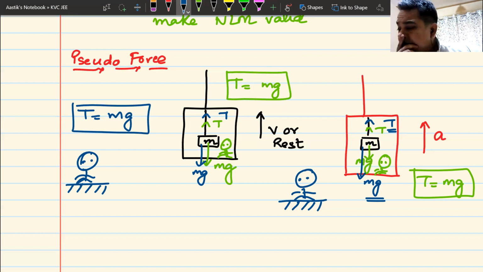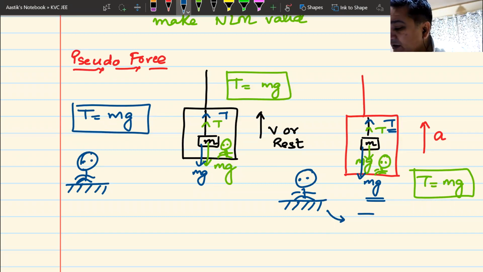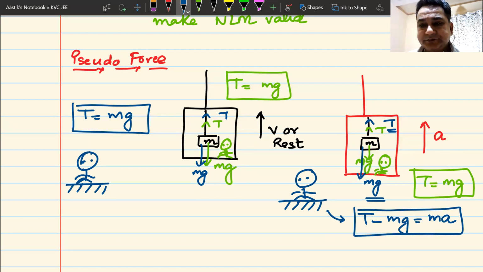So he says, okay, T is upwards, mg is downwards. But he says, wait. This lift is going upwards with an acceleration. That means the block is also going upwards with the same acceleration. What equation does he write? He writes the equation: T is upwards, mg is downwards, acceleration is upwards. So he writes T minus mg is equal to ma. This is the equation that the blue hulk writes.